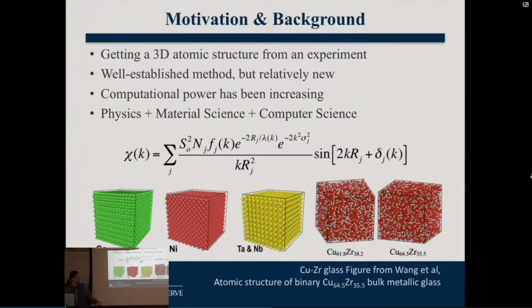And down here, you could see, I'll point with my mouse. Down here, you could see these are some structures I've been working with and some structures other people have been working with, and this is an equation that we'll be coming back to later.